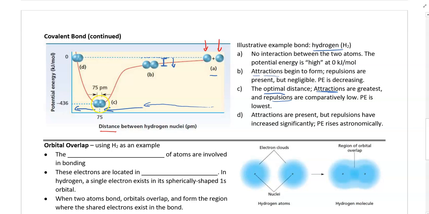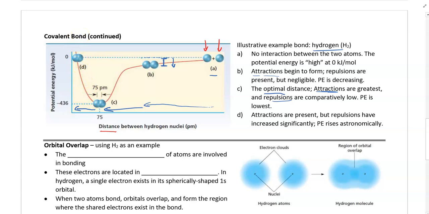So as you bring things closer and closer together, what happens? Your attractions are present still, but repulsions have increased significantly, right? Those negatives are getting closer and closer to practically on top of each other. Same thing with the positive nuclei. And as a result, what do you notice about your potential energy the closer you get? As you can see, the potential energy goes higher and higher and higher.